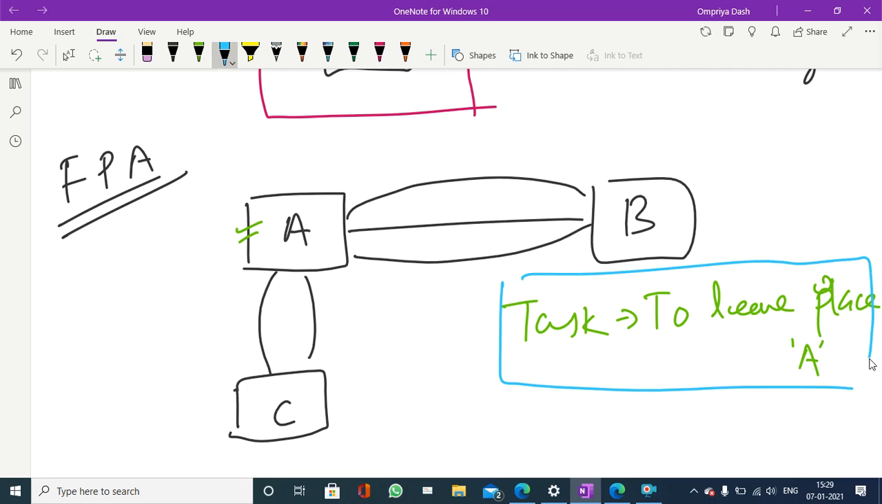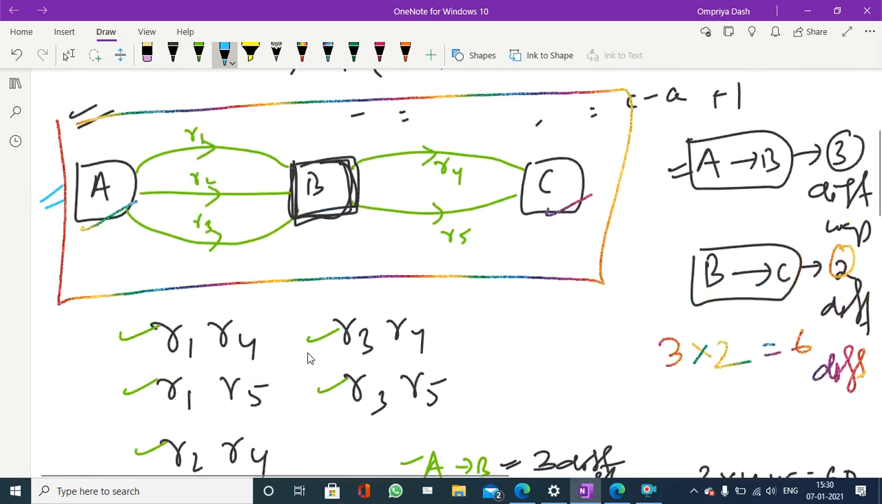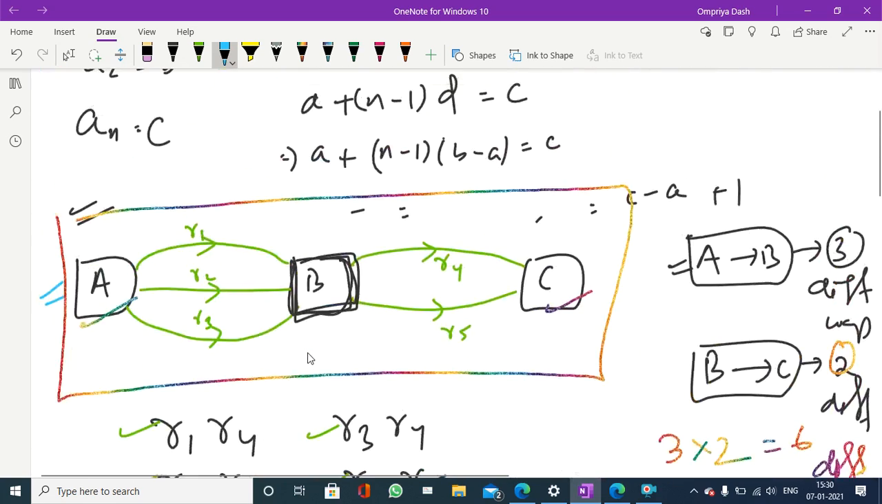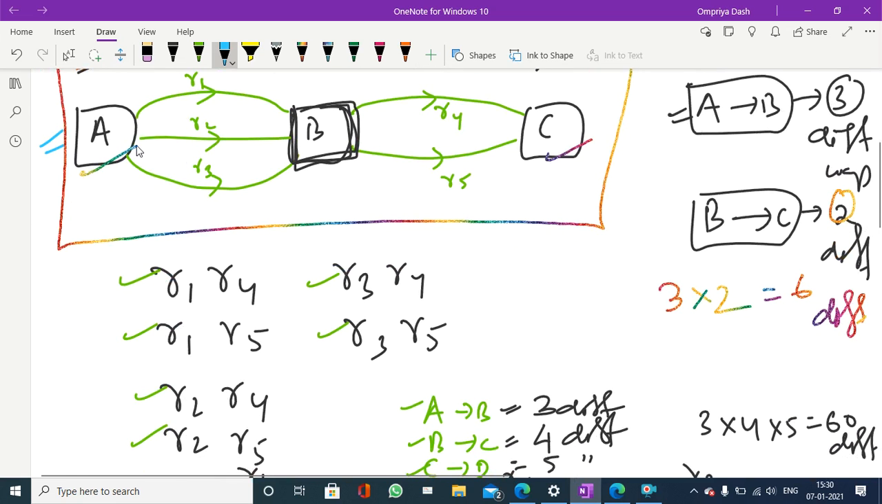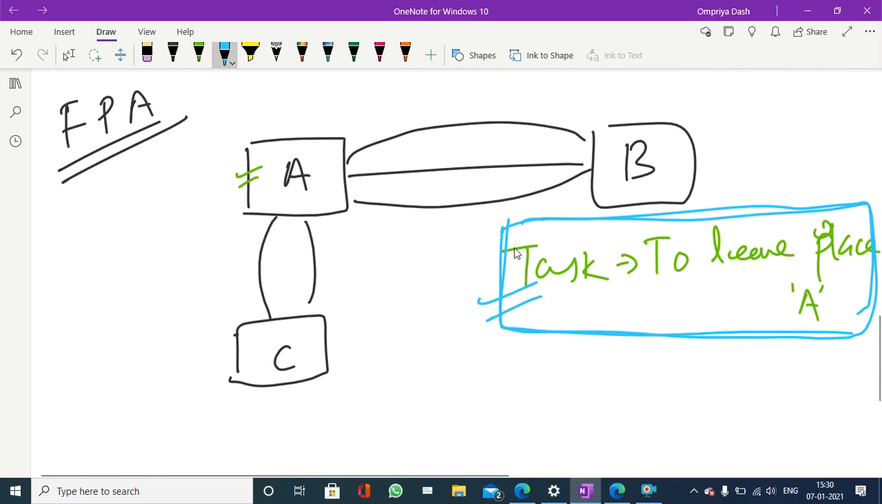So that means for this task to be completed, either of these two events will happen, not both. Either event 1, you will go from A to B, or event 2, you will go from A to C. Either or. Unlike the previous case, in the examples of fundamental principle of multiplication, compulsorily all the events had to happen one after another. But here, for the task to be completed, one of these two events is to happen, not both.